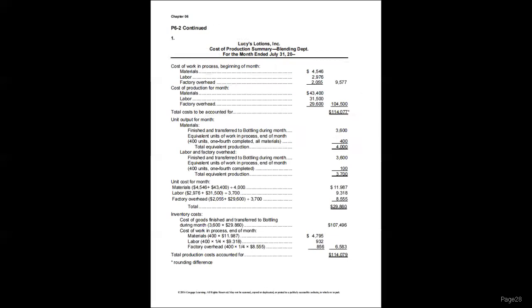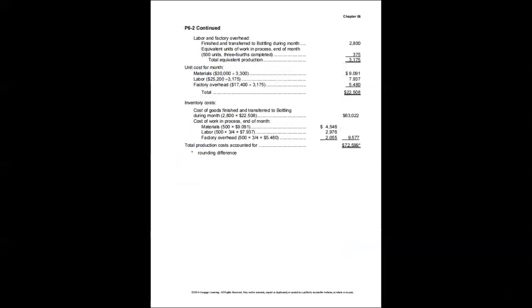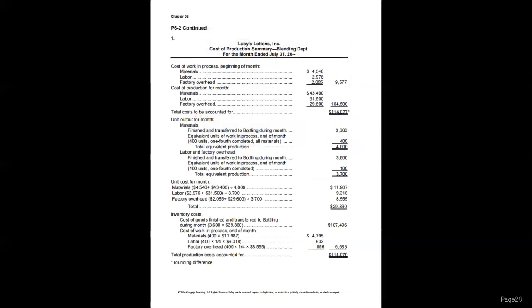So our journal entries in 6-2 will be prepared, and of course we have to prepare the cost of production summary in the blending department for the month of July. So again, take note that we have prepared the cost production reports in the blending department for the month of June, and finally, we have this for the month of July.